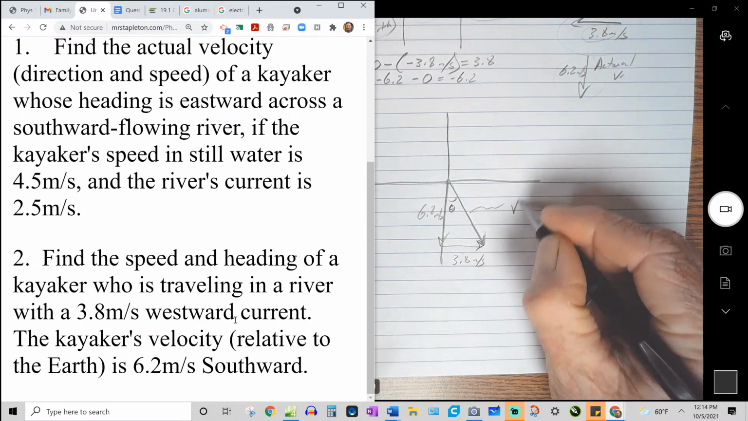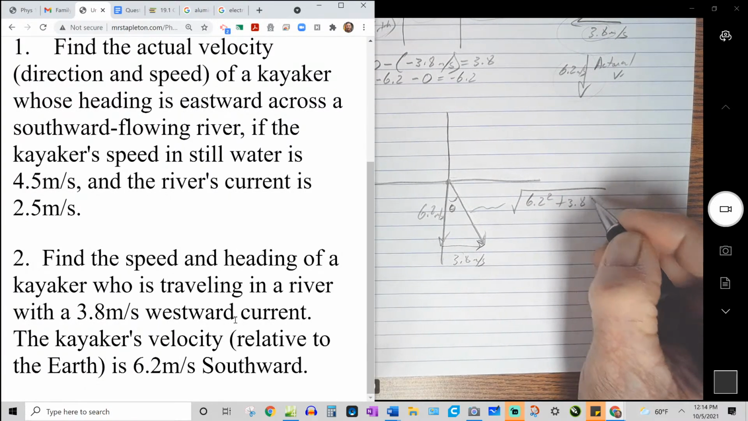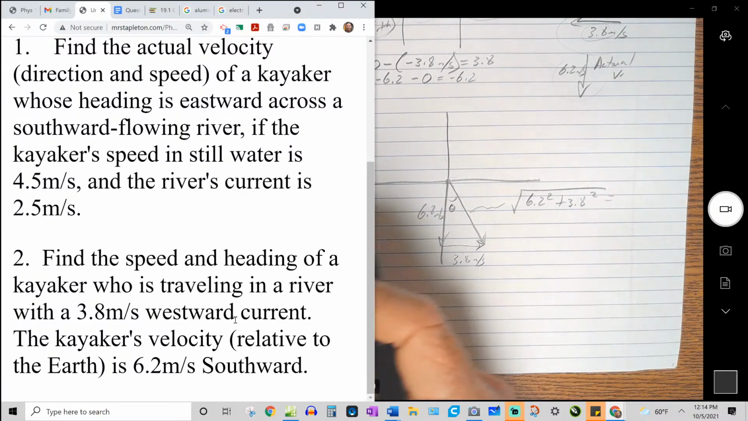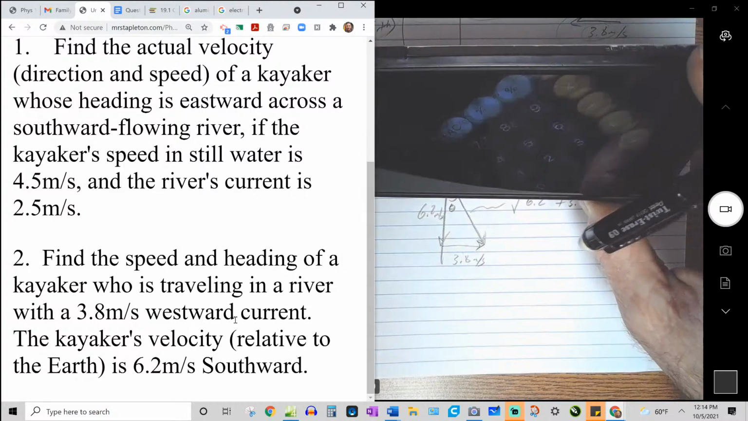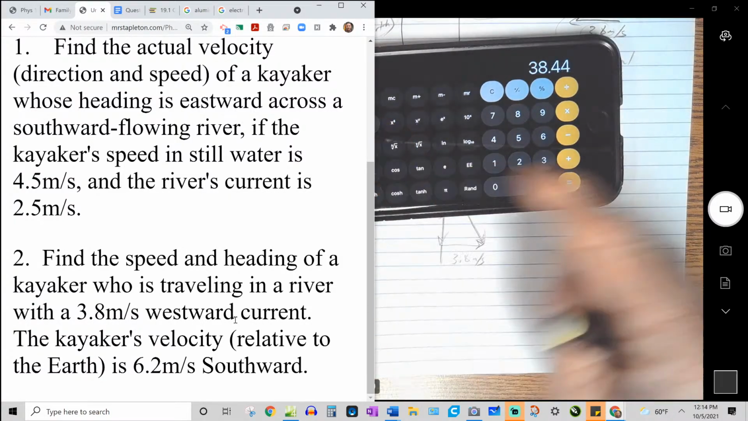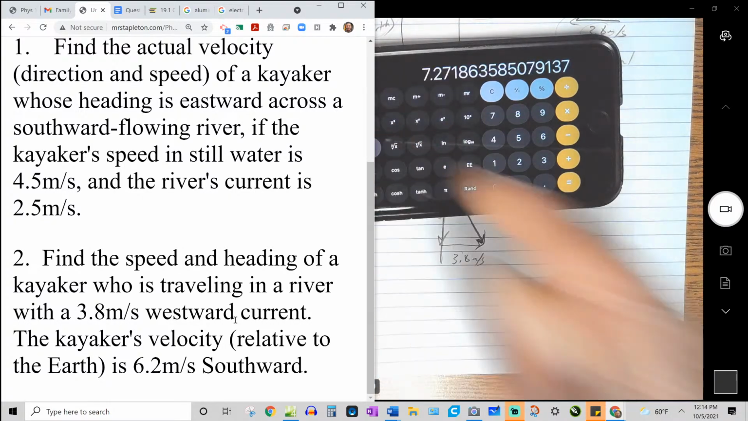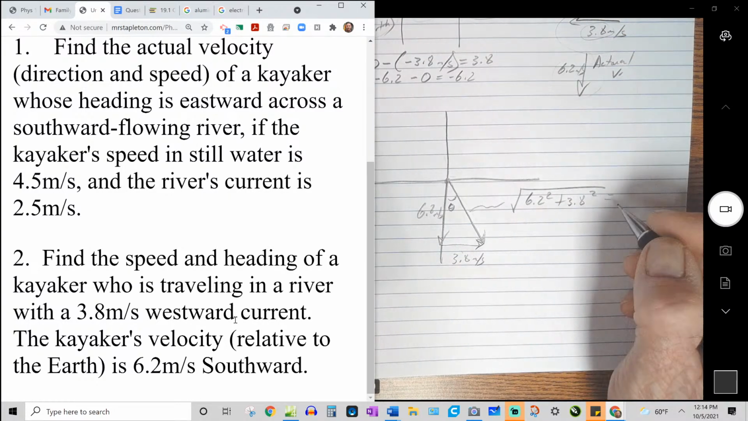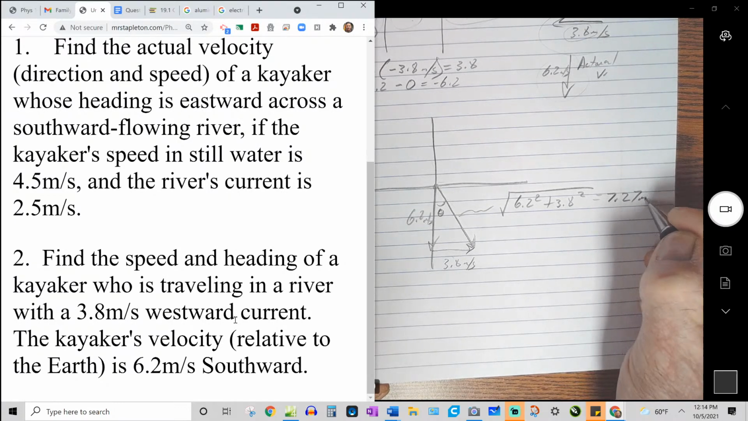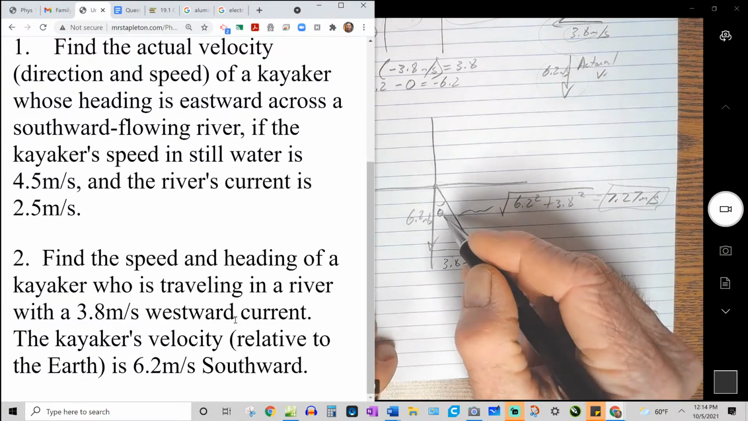The length of this is just the square root of 6.2 squared plus 3.8 squared. And then square root, I'll call it 7.3. Oh, what the heck, 7.27. That's the paddler's speed in still water. And then the direction.